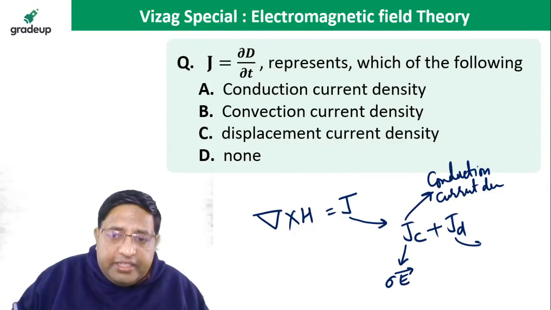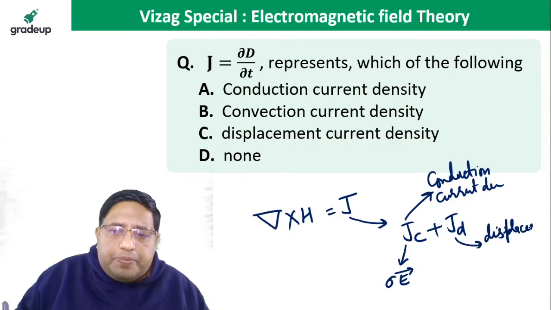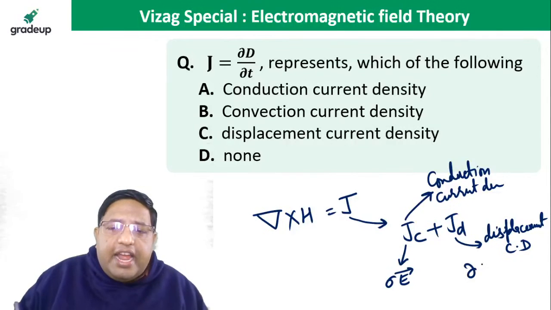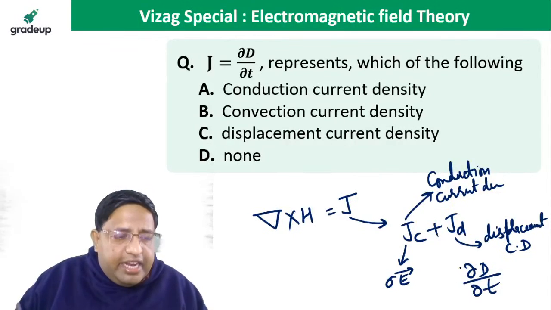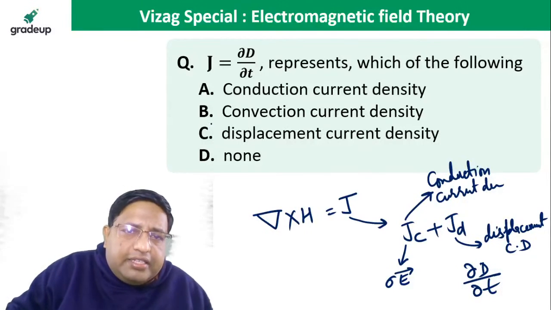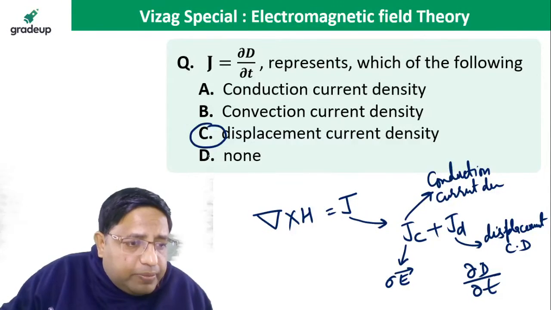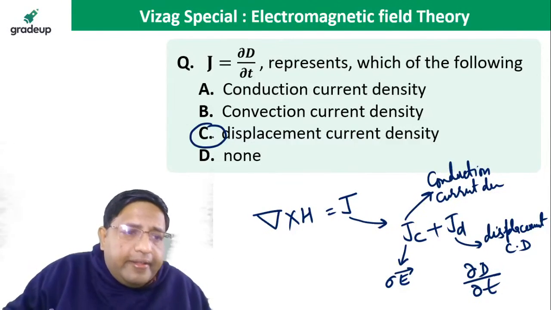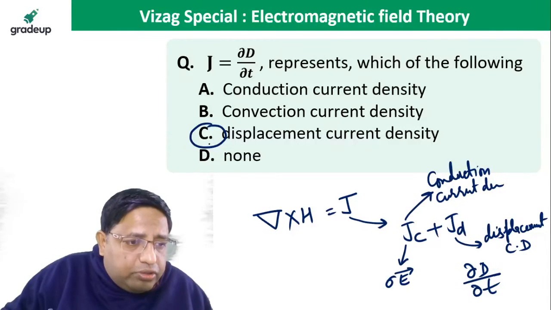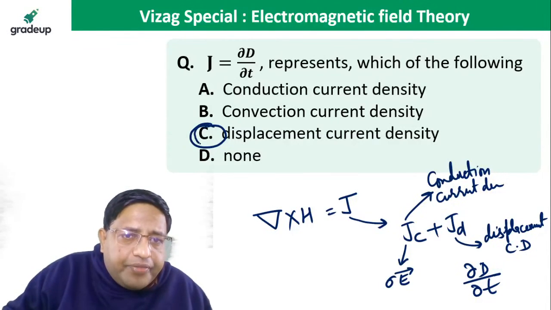But JD is called displacement current density, and displacement current density is del D by del T. Del D by del T is the displacement current density. Taks Patel, Chandana, PR, all have given the correct answer. Vanilla Raja, Smith Prajapati, you should check your answer. C is the correct answer, displacement current density.